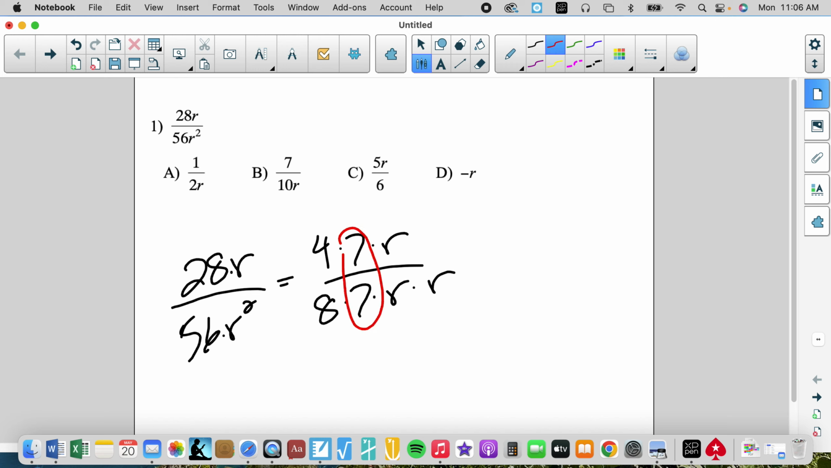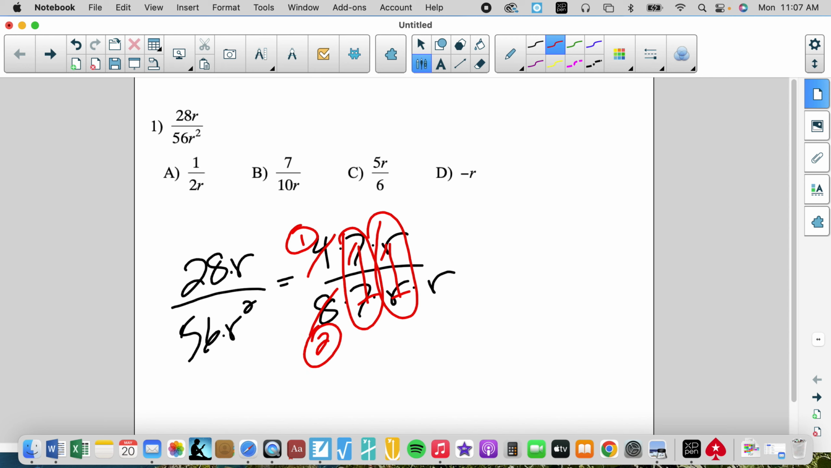So 7 over 7, we know 7 over 7 is equal to 1. So that's like multiplying by 1. And r over r is canceling to make a 1. So what we are left with is 4 and 8. And we can still reduce that because that has a common factor. So we see that 4 goes into 4 once, 4 goes into 8 twice.